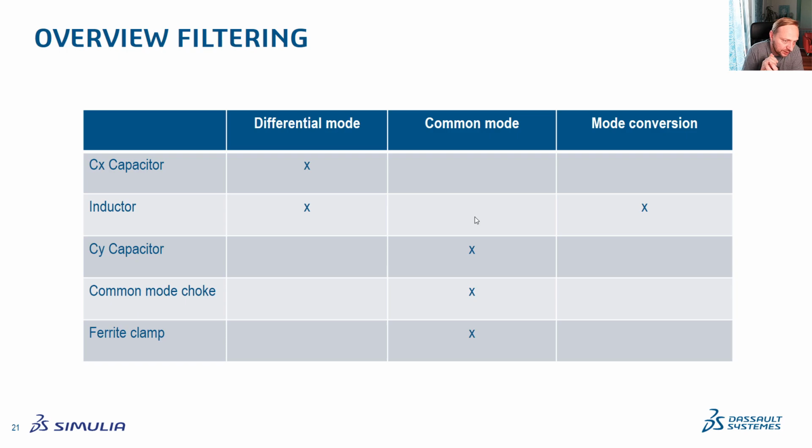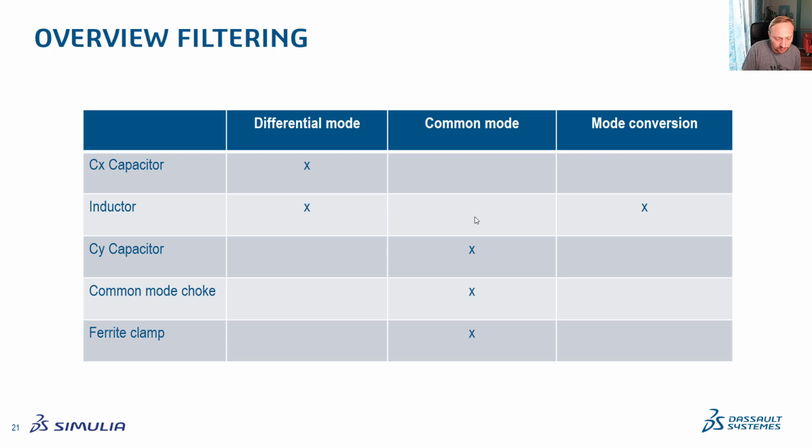So, summarizing the filtering I have used, this table now makes clear why I have chosen the separation into differential and common mode, right? Because for the differential mode, you have a different way to filter than for the common mode. For the differential mode, we have a CX capacitor or an inductor, while the inductor might generate some mode conversion. For the common mode, we have the CY cap, a common mode choke, or a ferrite clamp. So understanding the properties of the emission you are measuring from your inverter can always give you a good understanding of which countermeasures will be needed.